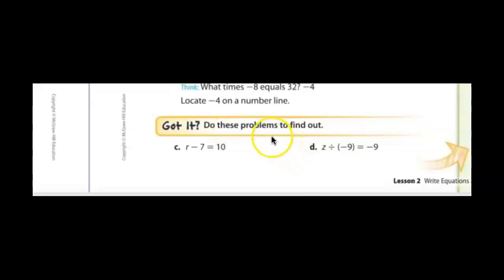Okay, let's try a couple out on our own. We're going to figure out what the answer to the missing amounts, which are represented by letters, and then we're going to show them on a number line.